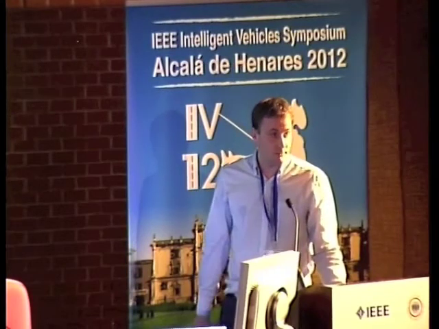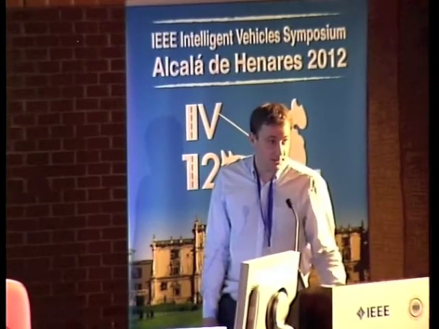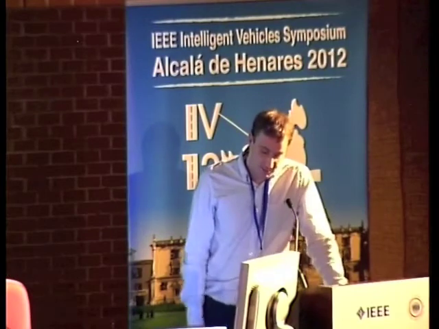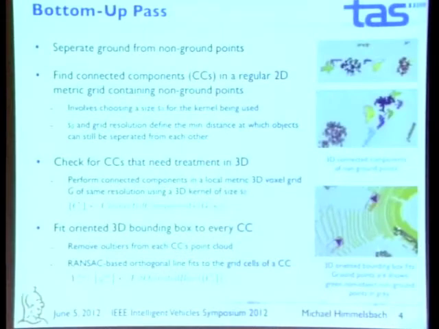So I'll shortly cover the bottom-up pass, where we don't have top-down knowledge about tracked objects, but still want to segment the point cloud. So first we separate ground from non-ground points. Then, as is usually done, we just find connected components in a regular 2D grid, where we have mapped all non-ground points to. And this is the delicate step, because doing these connected components involves choosing a size of the kernel. And this kernel size actually, together with the resolution of the grid, defines the minimum distance at which objects can still be separated from each other.